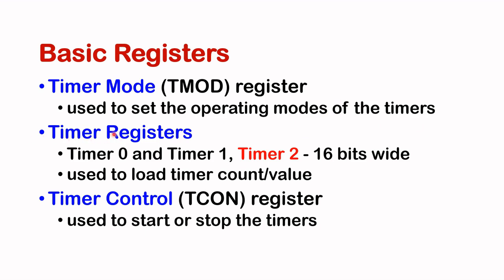Then we need to look at the timer registers. These are 16 bits wide timers. As I mentioned earlier, the AT89S52 has three timers. They are timer 0, timer 1, and timer 2. And the function of this timer register is to load the timer with the count or value. More details in a few moments. Then last but not least, the timer control register, or TCON. And TCON is used to start or stop the timers.